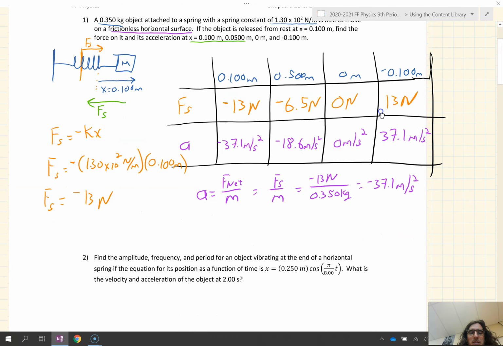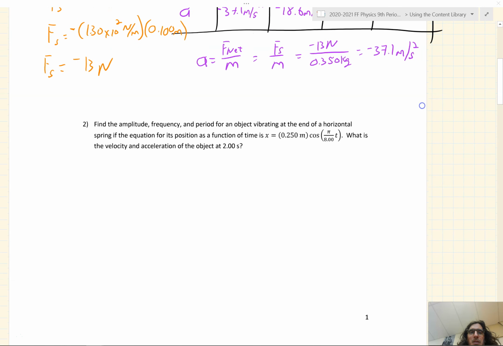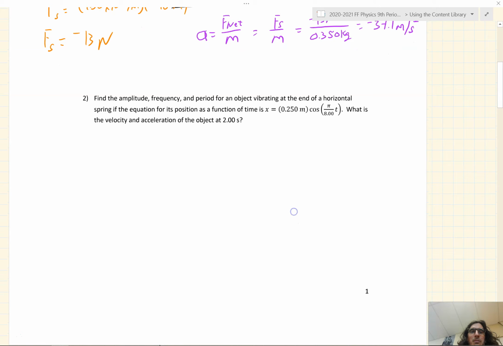Next question. Number 2. Find the amplitude, frequency, and period for an object vibrating at the end of a horizontal spring if the equation for its position as a function of time is x equals 0.250 m times the cosine of pi over 8t. What is the velocity and the acceleration of the object at 2 seconds?